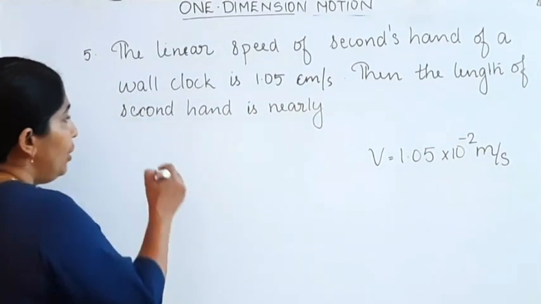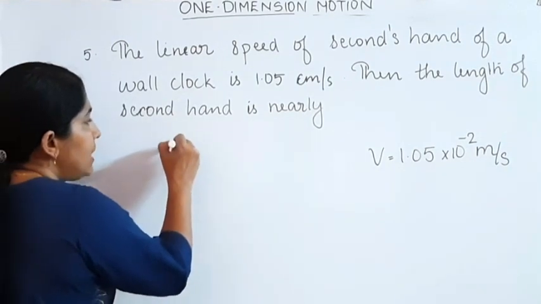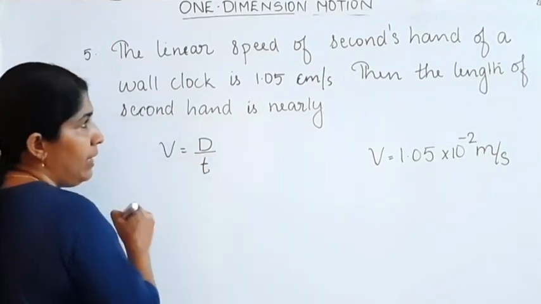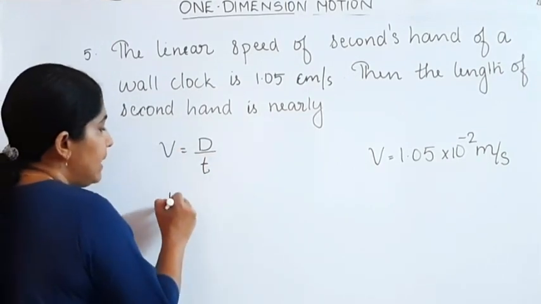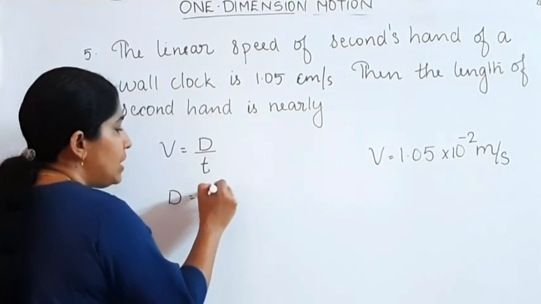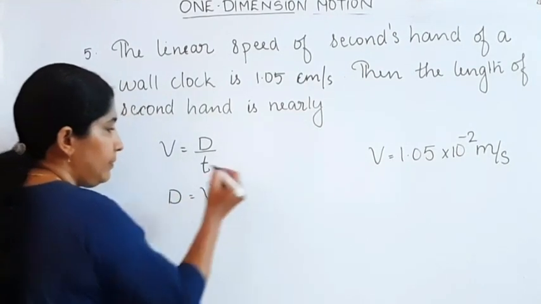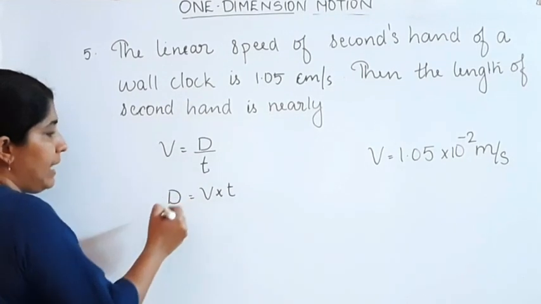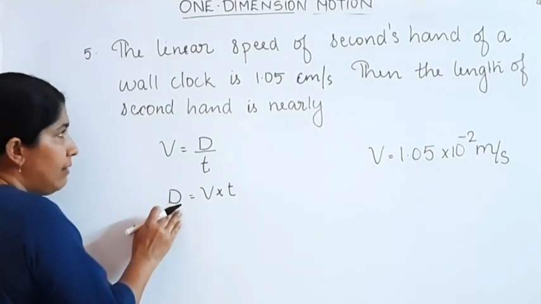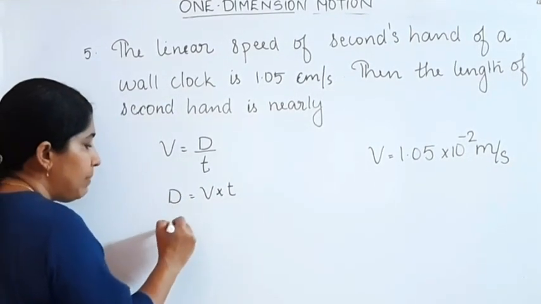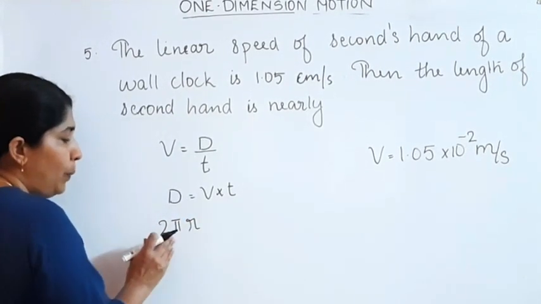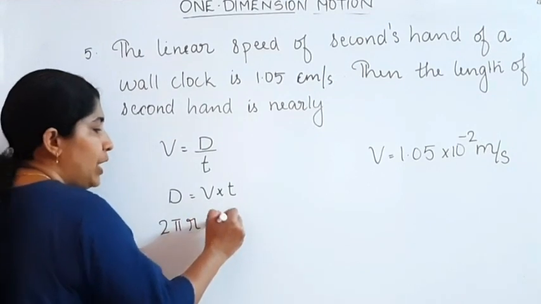We know that velocity is equal to distance divided by time. Therefore, distance is equal to velocity into time. What about the distance covered by the second hand? The distance covered by the second hand can be taken as 2 pi r, if r is the radius. So 2 pi r is equal to v into t.